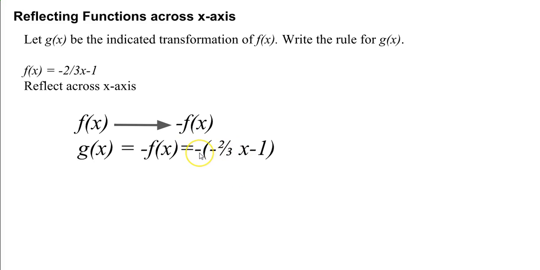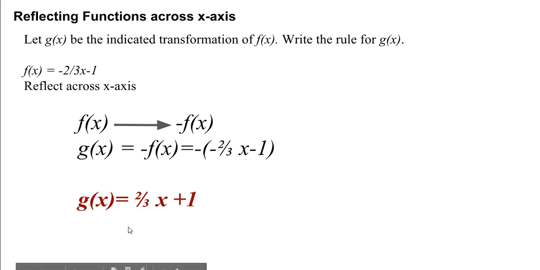And then once we have our negative in here, we need to distribute it to both of these, to the negative 2/3 and to the negative 1. Here, two negatives make a positive, and once again, two negatives will make a positive right there. So this would be our g of x, the rule for g of x: 2/3 x plus 1.